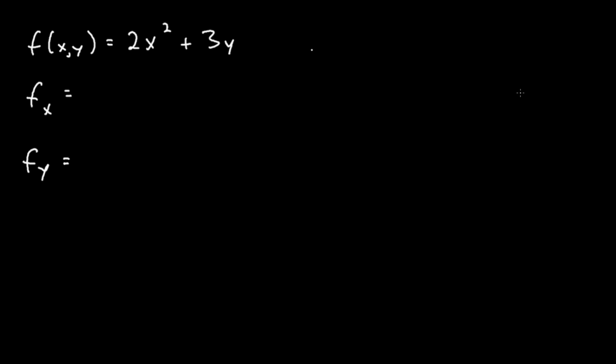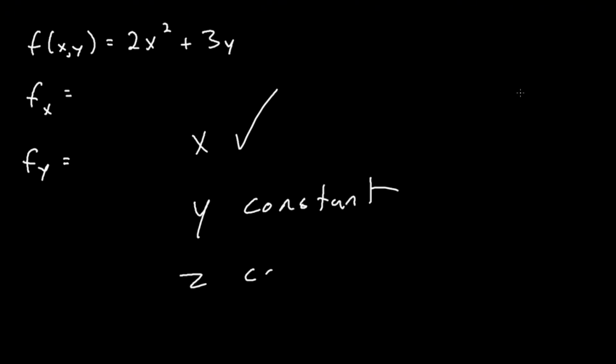So the x partial, remember, looks like this if you write it in Leibniz notation. But when you take the x partial, every other variable other than x is treated as a constant. So x, good. Y, constant. If there's a z in your function, it's also a constant, right?